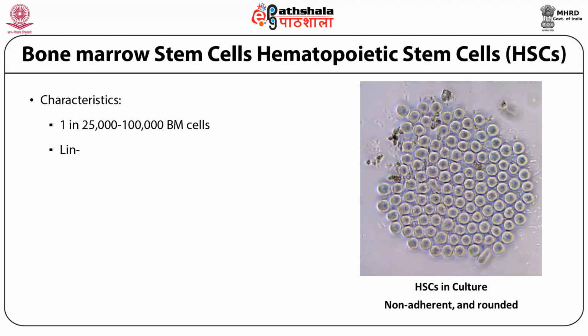So these cells do not show these mature markers, so we call them lin negative cells. They are positive for markers like SCA1, c-KIT, which is a stem cell factor receptor, and CD34. So these are positive for these three markers, and these cells can be divided into long-term and short-term HSCs. In culture, they have a rounded morphology just similar to lymphocytes. They are non-adherent and they are easily propagated in suspension culture.